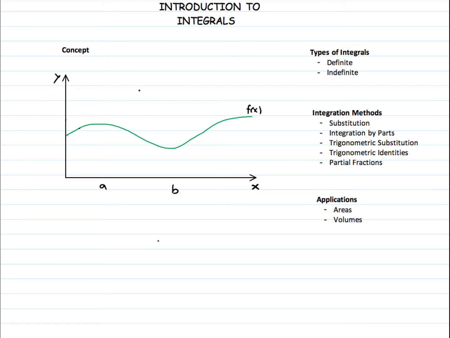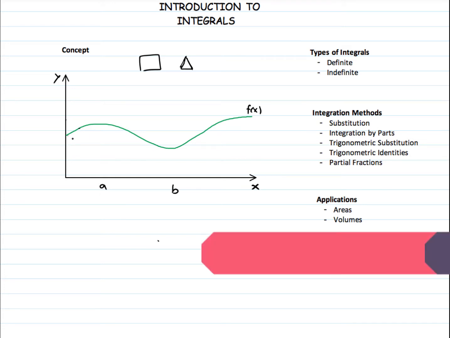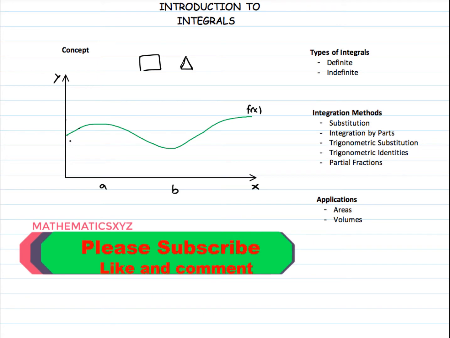Now, usually when one finds the area of polygons, for example, a square, a triangle, rectangle, circle, and many others, we have a standard formula. But now imagine if you want to find the area of something that is non-standard, like for example, the area under this graph here, of this function f of x. You want to find the area here.